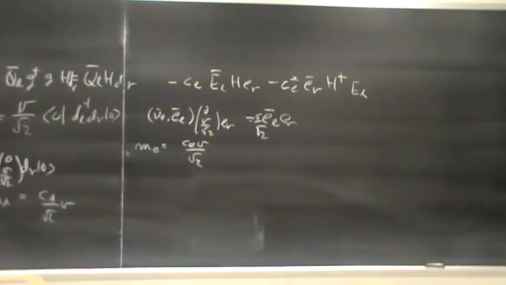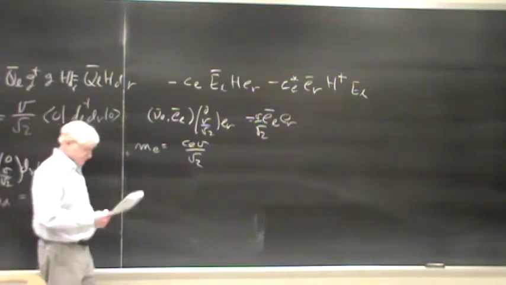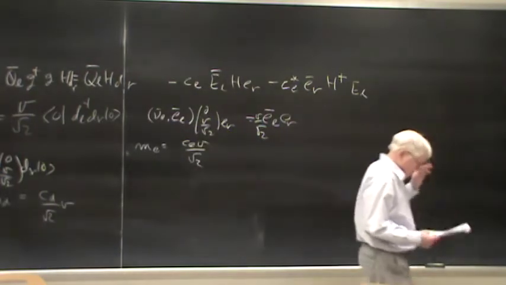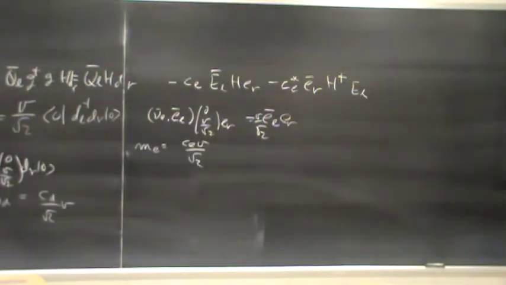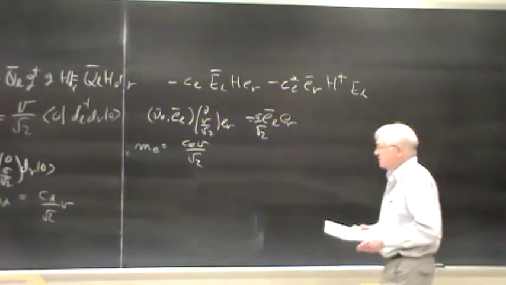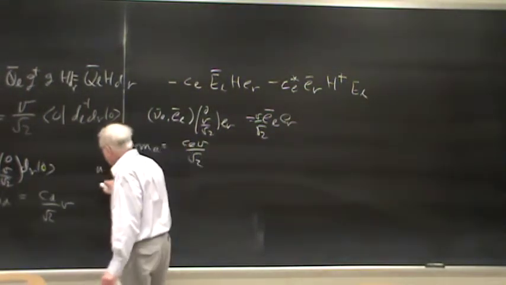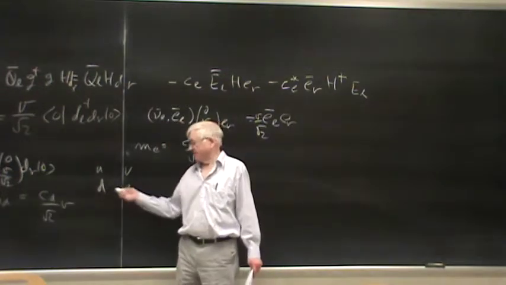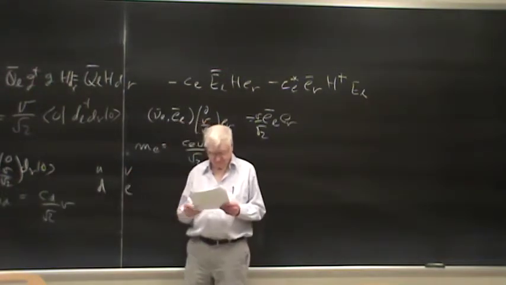We can put in mass terms for them in a similar way, but first I have to do the up quarks. So far I've just done the down quarks and the down leptons, down being because we're talking about UD, UE. So let's do it. So far I've done these two, now I need to do these two.